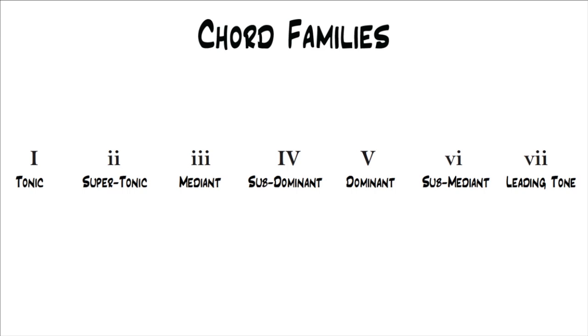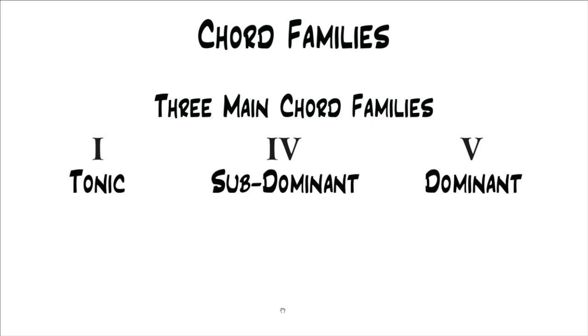Each step of the major scale has a name. For example, the 1 chord is called the tonic, the 2 the supertonic, the 3 the mediant, the 4 the subdominant, the 5 the dominant, the 6 the submediant, and the 7 the leading tone. But what we really want to focus on right now is the tonic, the subdominant, and the dominant. Those are the main chord families in any key. Chord families have different functions to create different emotions for the listener.